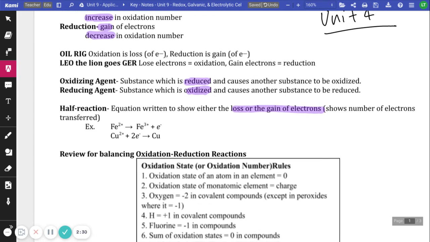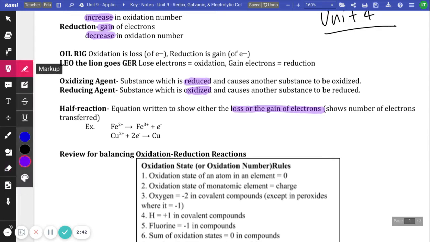Like right here, we have Fe2+ turns into Fe3+ plus an electron. Because our charge has gone up, we know that we've lost an electron there. And then in our second half reaction, we have Cu2+ plus 2 electrons yields Cu. Again, our charge has gone down, so we've gained electrons because electrons are negative.